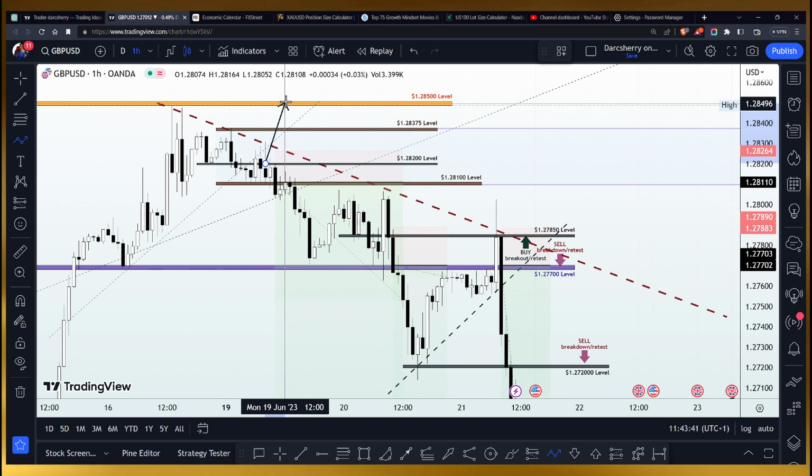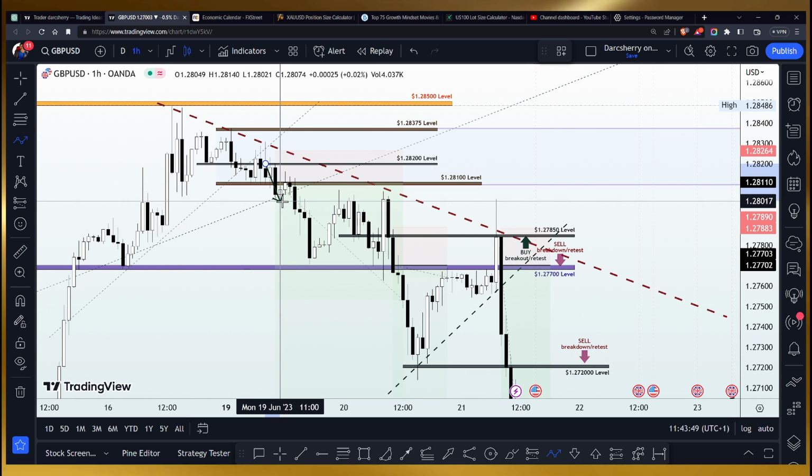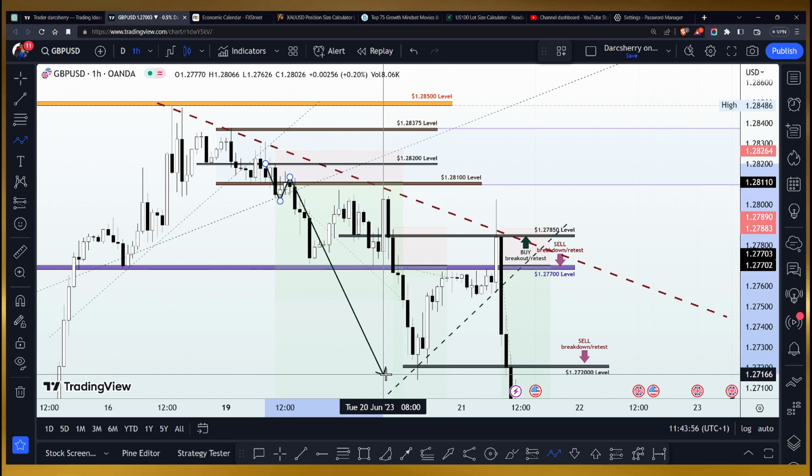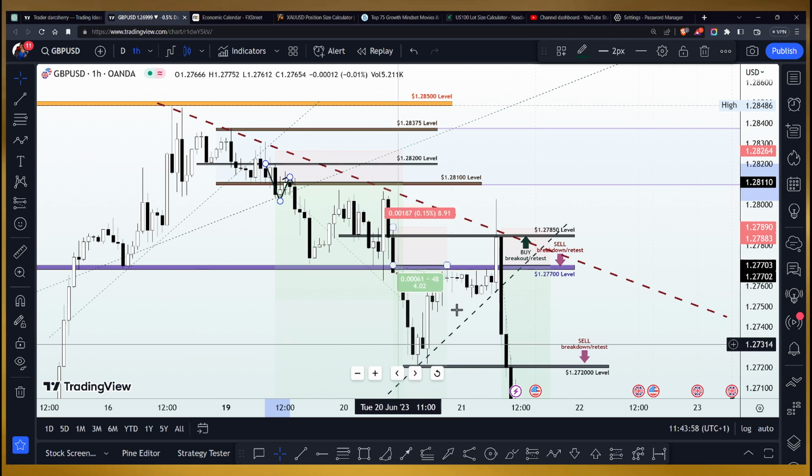So we are looking forward to either a breakout of the 1.28375 to look out for a buying opportunity, which never happened throughout this week, or the breakdown of the 1.281, which triggered our first sell position for the week. And since then, we have been riding this move all the way to the downside.